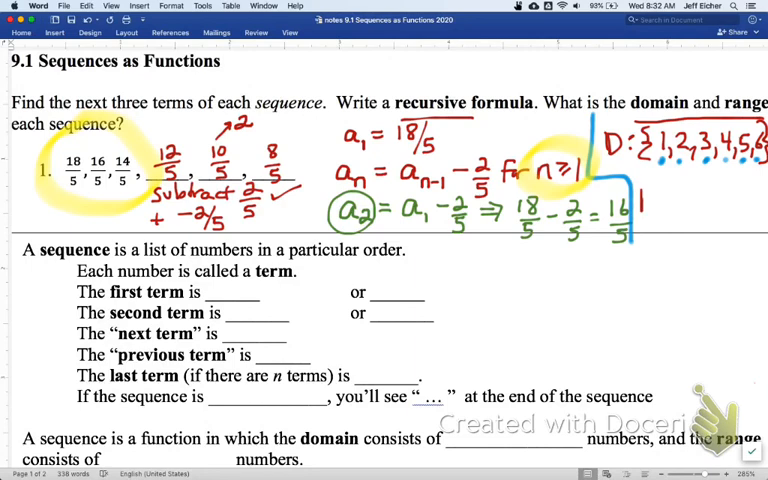And then the range, run out of space here, so I'll write it down here. The range are the values themselves in our sequence. So 18 fifths, 16 fifths, 14 fifths, 12 fifths, 2, which was 10 fifths, and then 8 fifths. And I'm using brace, brace is their set builder notation. So our domain are the positions that we're on, the first position, the second, third, fourth, fifth, sixth, and then our range are the actual values of the sequence.